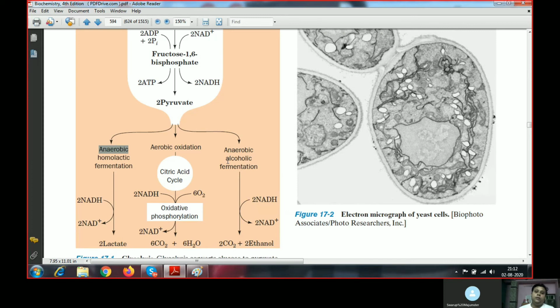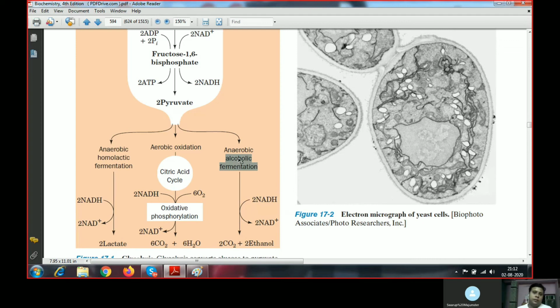And it is known as the alcoholic fermentation. It is also an anaerobic pathway. The yeast cell actually converts this pyruvate to ethanol and carbon dioxide. It is not a one-step process, it is actually a two-step process, where in the first step pyruvate is converted to acetaldehyde, and from acetaldehyde it is converted to ethanol.